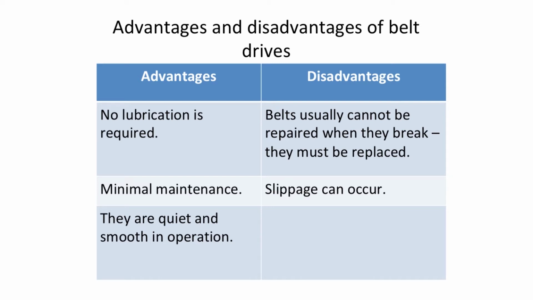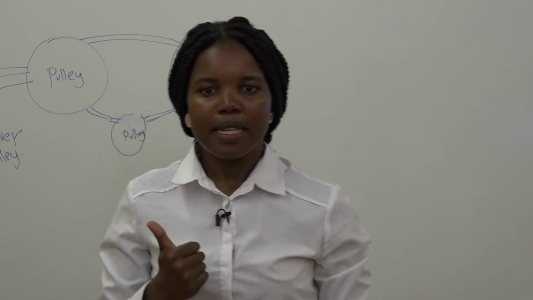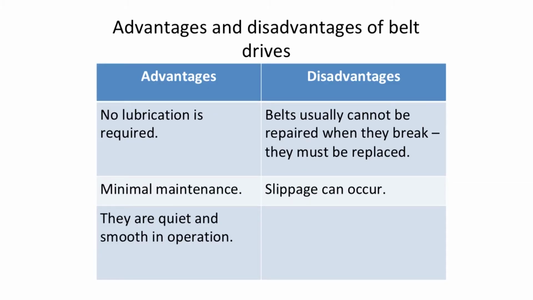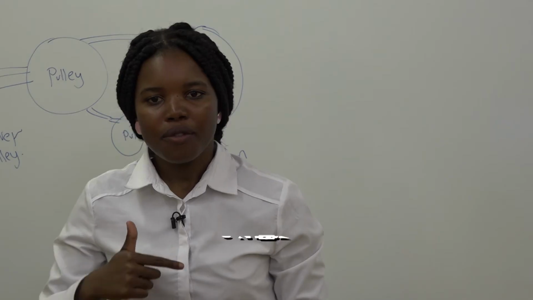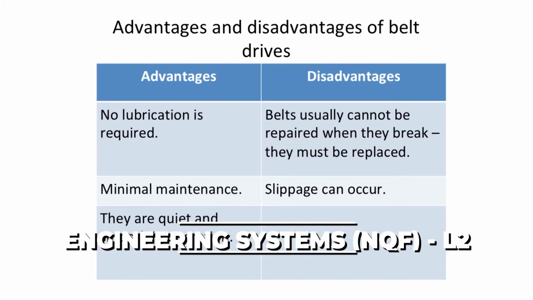And then we'll focus on the disadvantages of a belt drive. Number one, belts usually cannot be repaired. When they break, they must be replaced. So that's one of the disadvantages if we're operating a belt drive: you need to replace them instead of repairing them. And number two, slippage can occur. Remember, if you are working with fluid, obviously there will be slippage. So that is also one of our disadvantages.